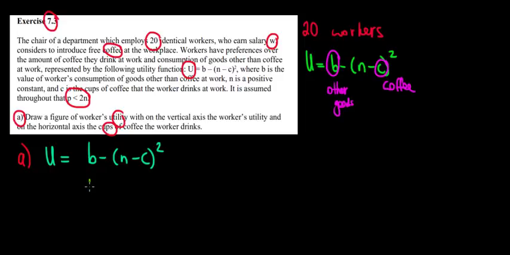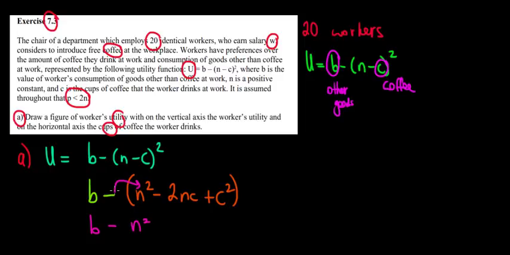So we would have b minus, now let's open the brackets over here, n minus c to the power of 2, that's n squared minus 2nc plus c squared, right? That's the utility function, which means that the utility, if we open the brackets, is going to be b minus n squared minus 2nc becomes plus 2nc and minus c squared.